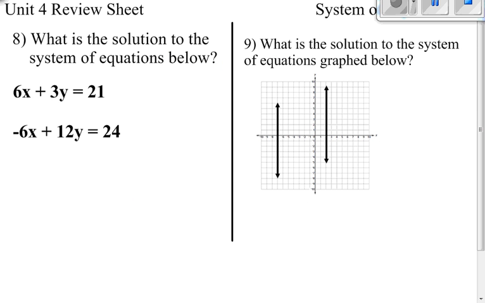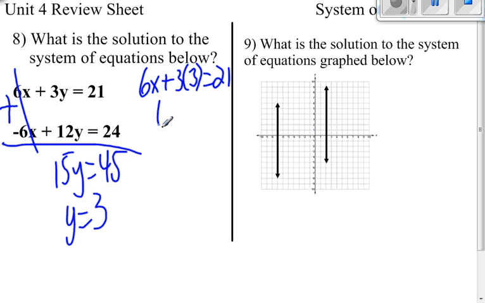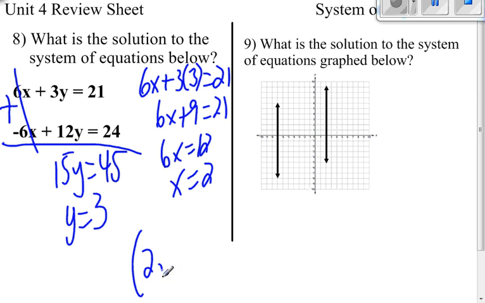Number 8, what is the solution to the system below? Solve it any way you know how. This one, you're either going to do elimination or you're going to plug in the answer choices until you just get the correct answer. Don't do substitutions for this one. It's too much work. We have a 6x, there's negative 6x, so we'll add. 15y equals 45, y equals 3, substitute back in, 6x plus 3 times 3 equals 21, 6x plus 9 equals 21, 6x equals 12, x equals 2. Make sure you write it in the correct order.